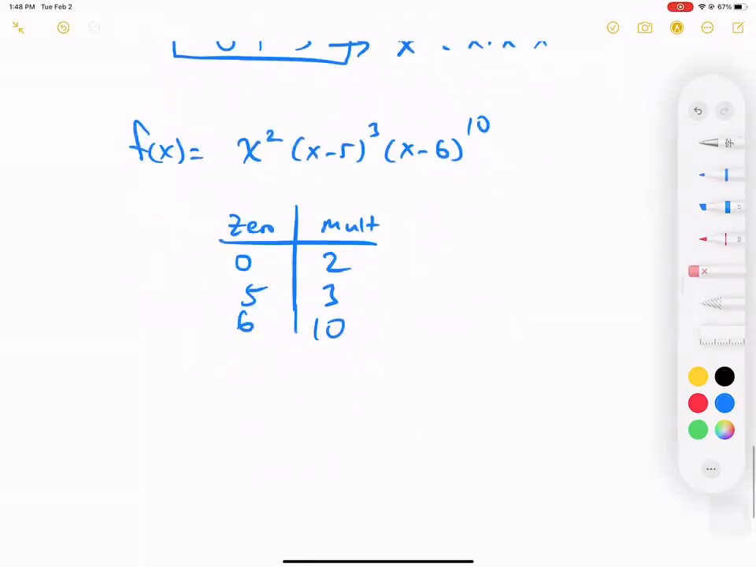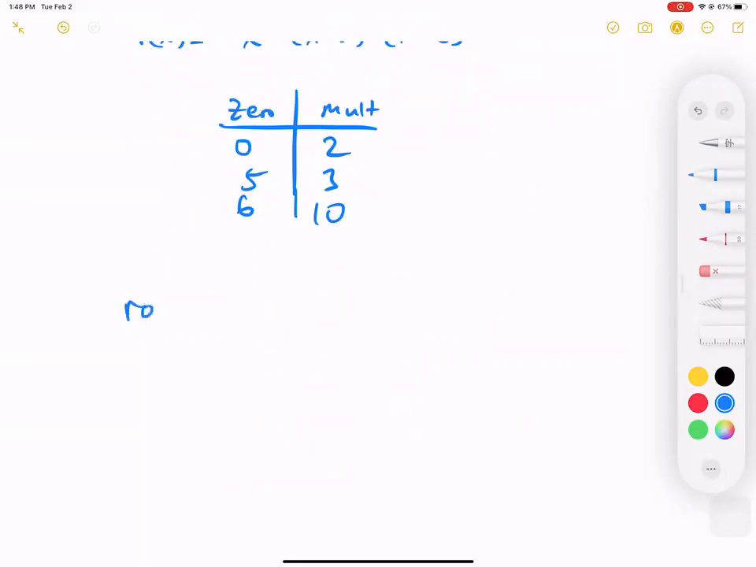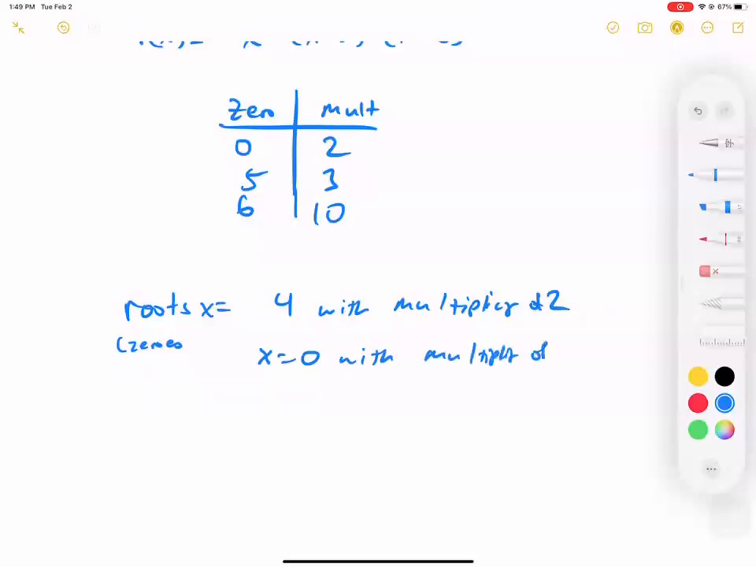Okay. The last thing that we're doing today is writing that polynomial. If I told you the roots, which is another way of saying zeros, are x equals 4 with a multiplicity of 2, and x equals 0 with a multiplicity of 1. I want you guys to first write the factors.